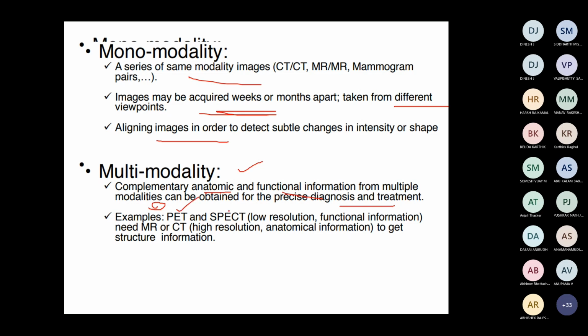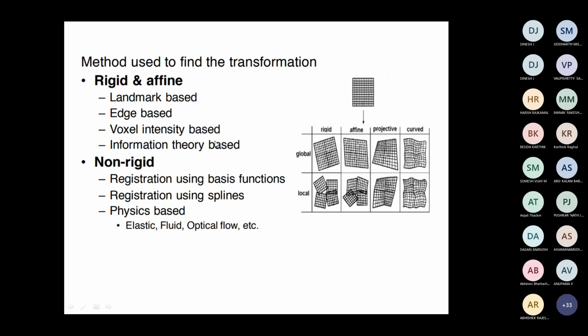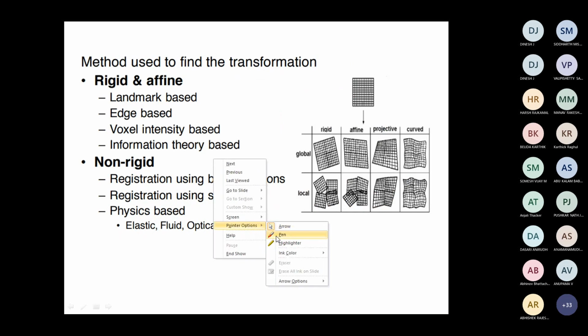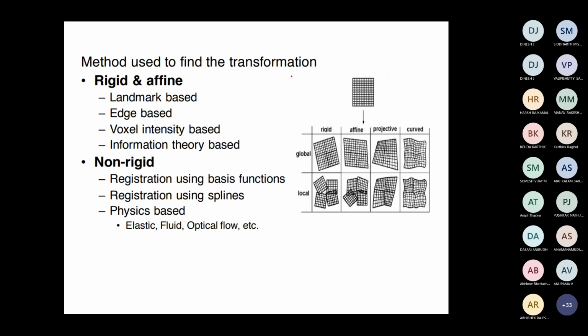Examples we can take are the PET scan. These are tomographies. Okay. CT, MR. So this and all will come under multimodal. And methods that are used for finding the transformation can be either rigid and affine or non-rigid. If it is rigid and affine, there we can have landmark-based transformation, edge-based, voxel intensity based, and information theoretical. Voxels are nothing but the sub-images we will consider here.